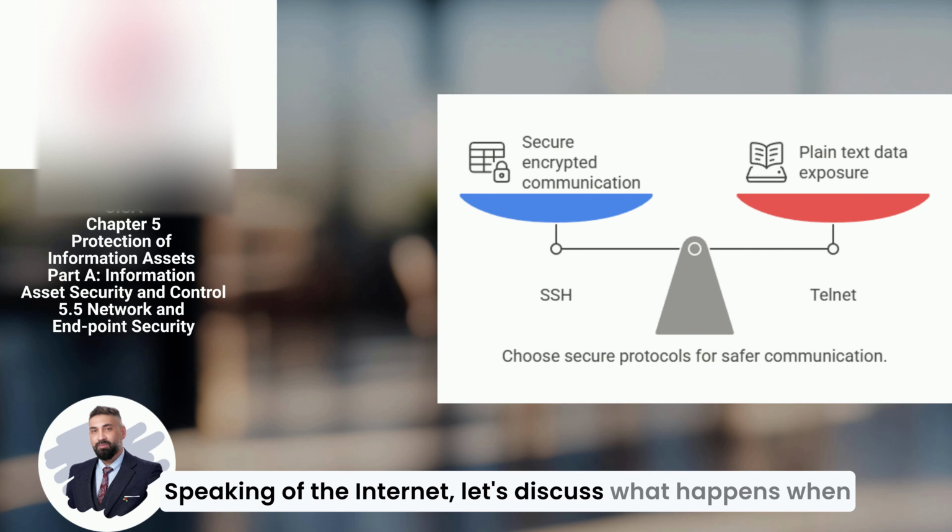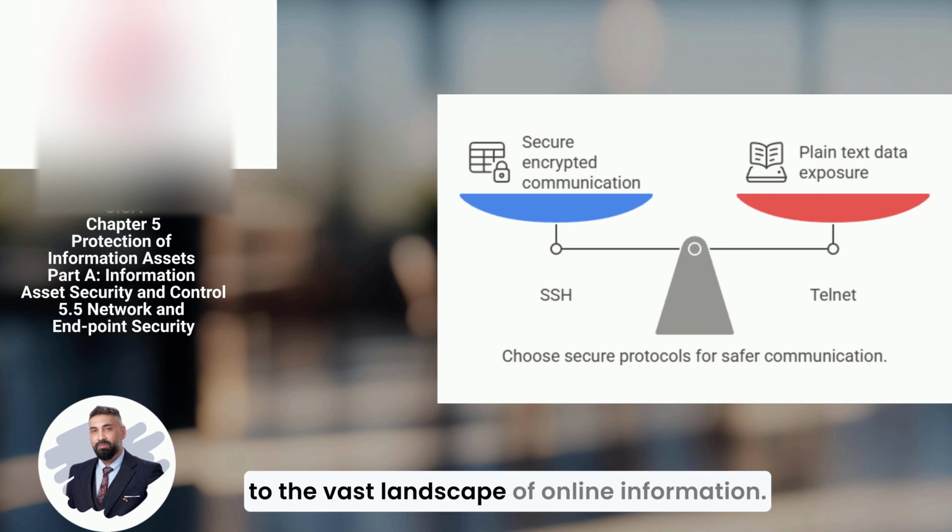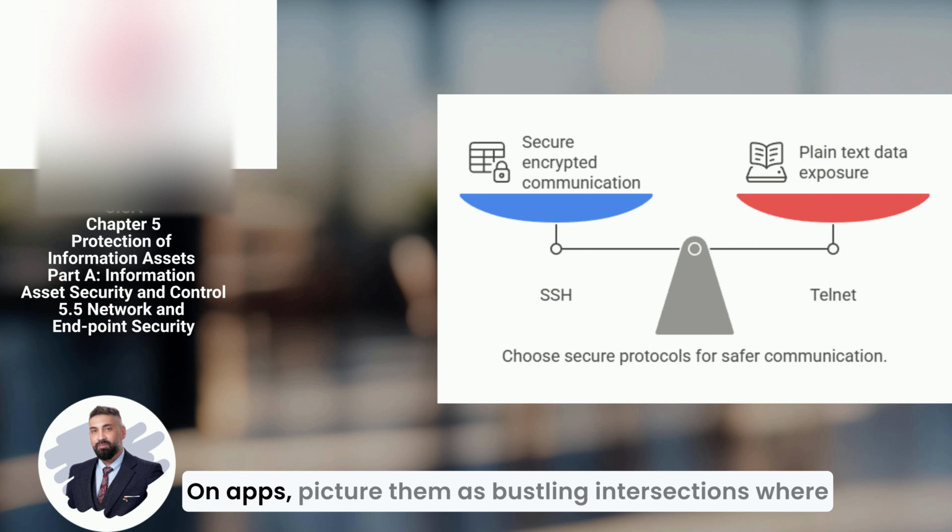Speaking of the internet, let's discuss what happens when we connect. That connection between your device and your internet service provider, ISP, acts like a bridge linking you to the vast landscape of online information. ISPs, in turn, often route your data through traffic hubs known as network access points, or NAPs. Picture them as bustling intersections where massive highways of data converge and disperse.